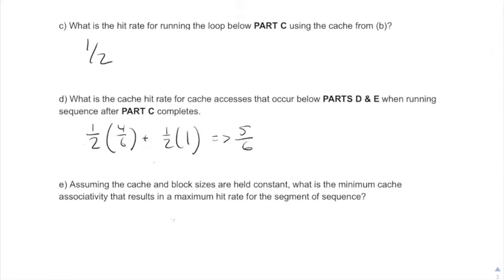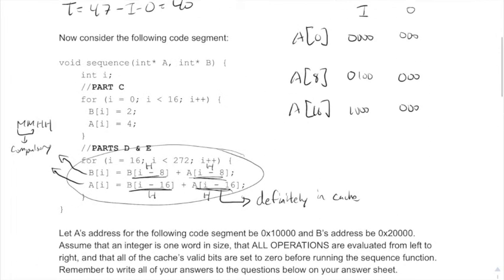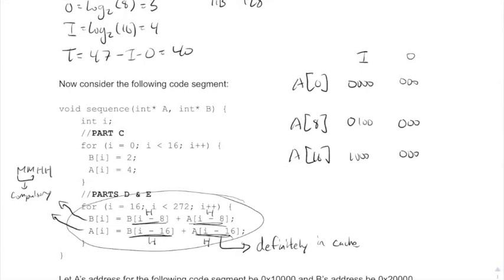Now part E asks, what is the minimum cache associativity that results in a maximum hit rate for this sequence? If you look back here, we don't need to worry too much about cache associativity for just A. And we don't really need to worry too much about cache associativity for just B.